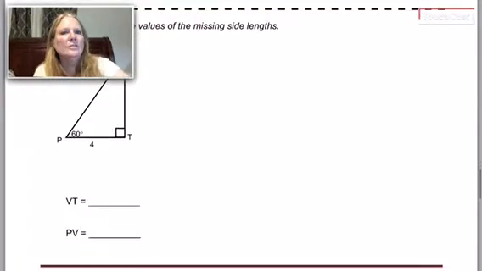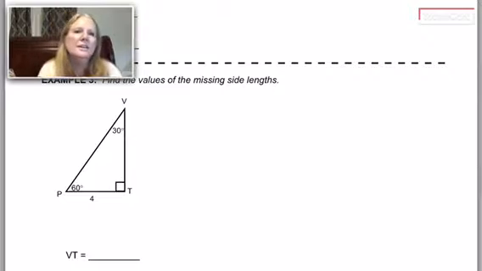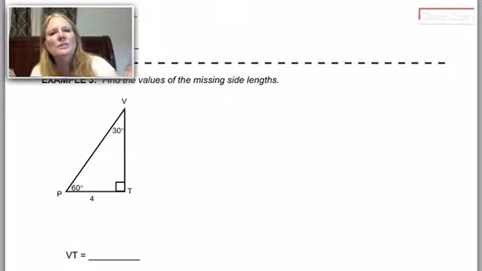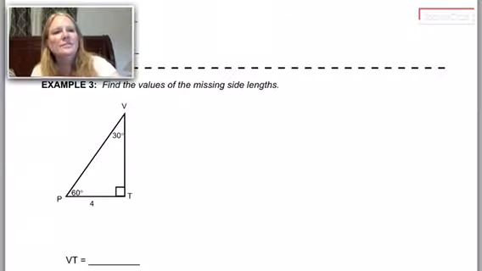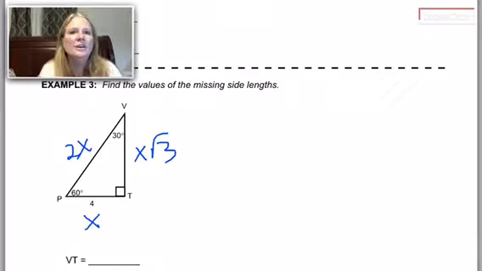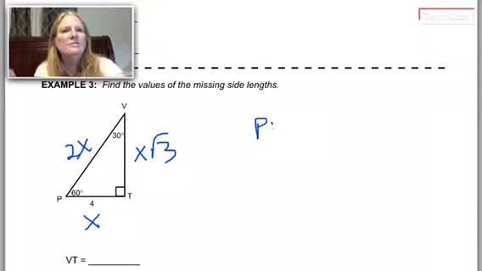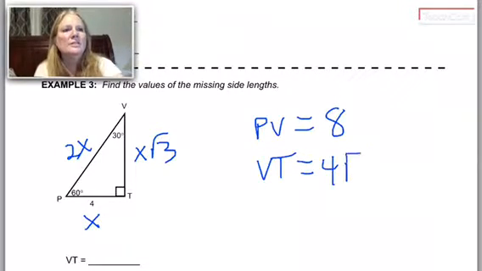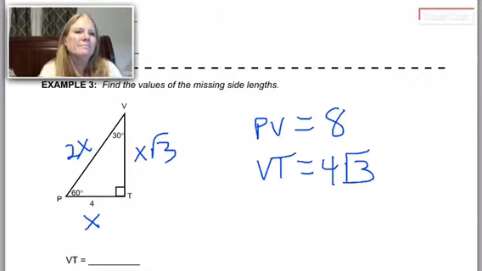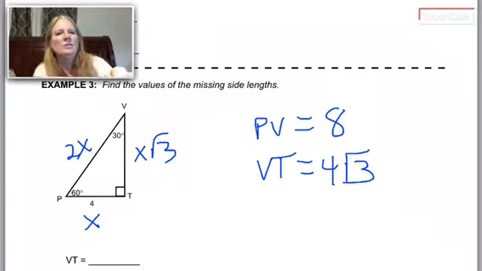All right, so again, we're looking for the sides. This one shouldn't be too difficult. So if we label x, 2x, x times the square root of 3. Well, if x is 4, 2x, our PV is 8, and VT is 4 times the square root of 3. The patterns get much easier to see and use as you go along.